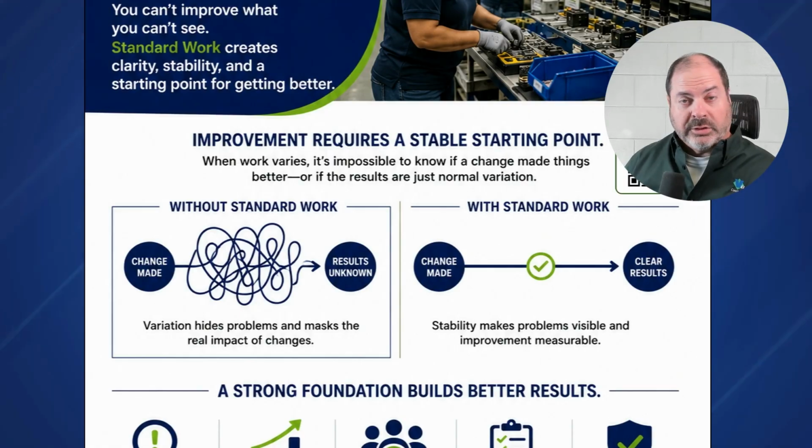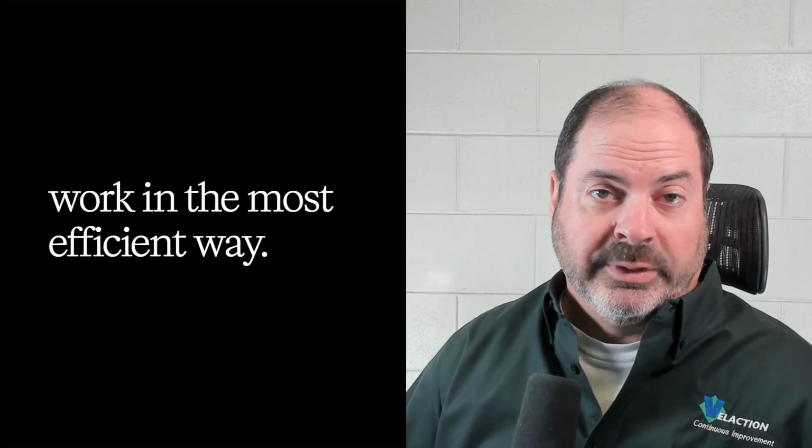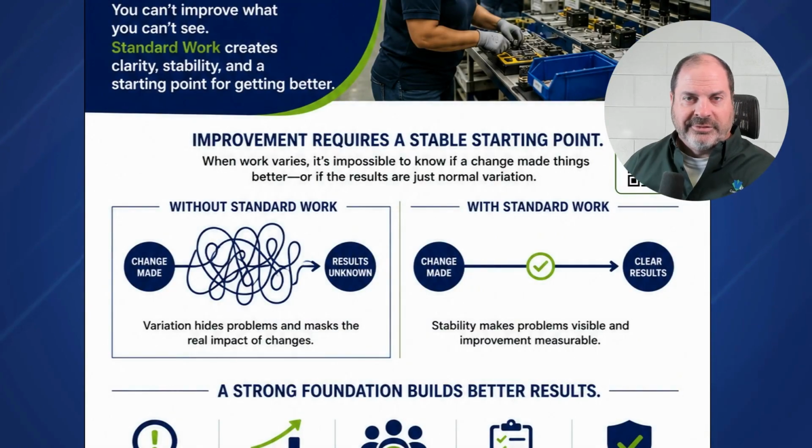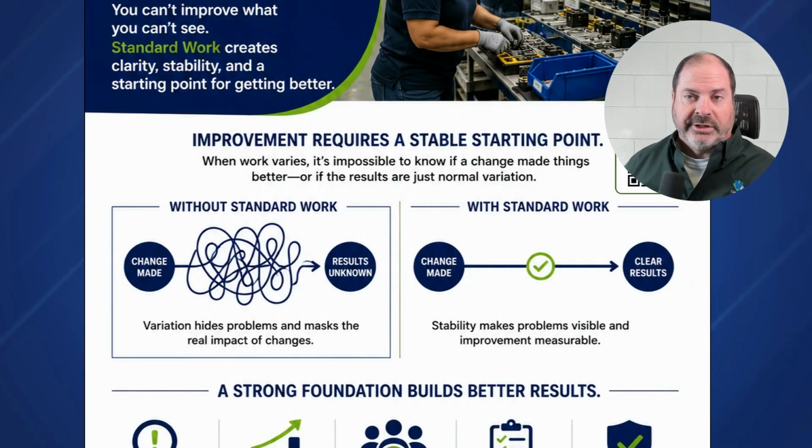So standard work makes improvements by eliminating waste, eliminating wasted movement, so that you're doing the same amount of work at the same pace. You're just doing exactly the right work in the most efficient way. So it's not designed to make people robots and just working at breakneck speeds. It's designed to be very structured so that people can work at a reasonable pace, but get the most out of their time to be more productive.